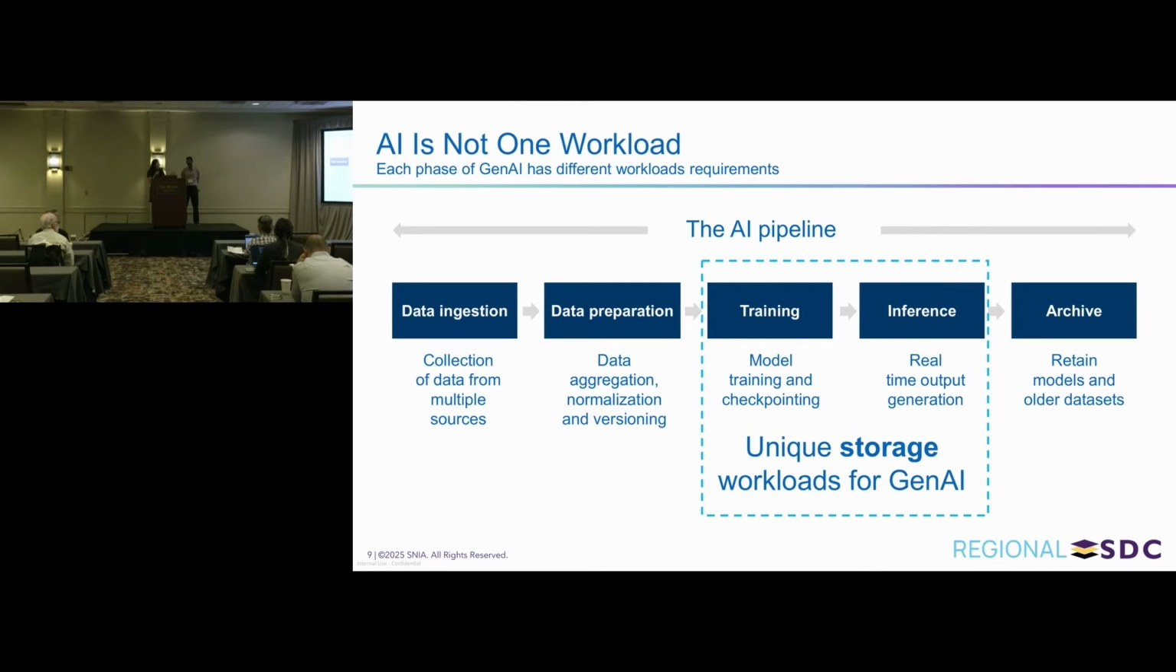And in here, if you look at this pipeline, we have the data ingestion and data preparation. These are well-known, let's say, object use cases, and archive. But training and inference, right, initially used a file system as storage. Now we are seeing object storage also becoming used for training and inference. And these two stages are actually driving a lot of innovation in the object ecosystem and object storage solutions.